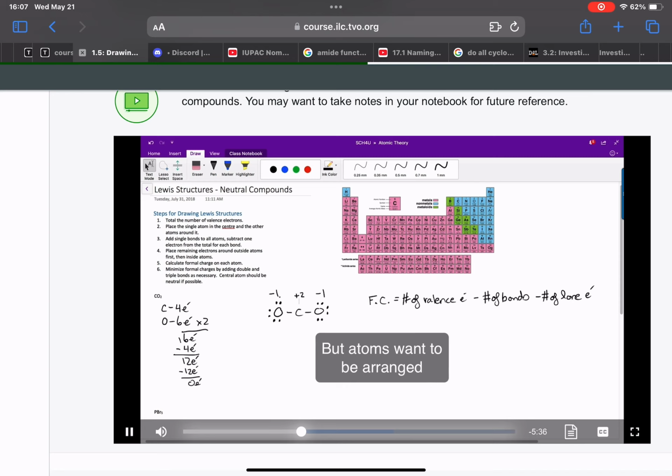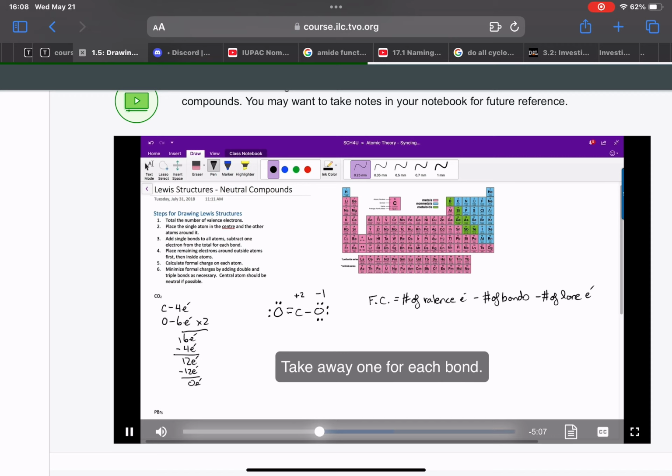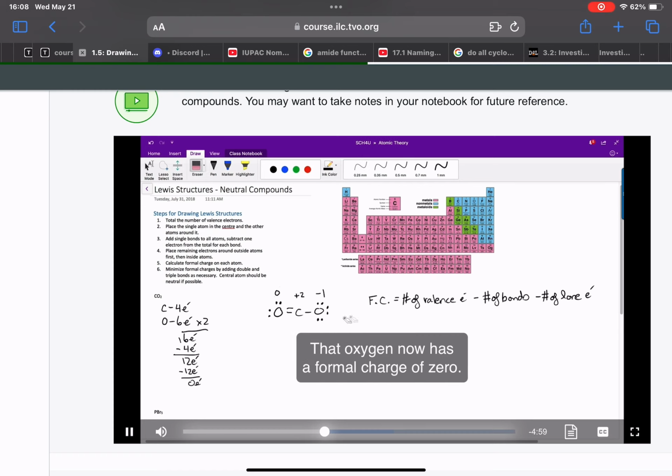But atoms want to be arranged and have bonds so that their formal charges are minimized, so that they have the lowest possible formal charge available to them. In order to do this, I'm going to rearrange some electrons. I'm going to take the lone electrons from the oxygen and move them over to the carbon. If I now recalculate the formal charge on that oxygen, it had 6 valence electrons. Take away 1 for each bond, so 5, 4, 3, 2, 1, 0. That oxygen now has a formal charge of 0.